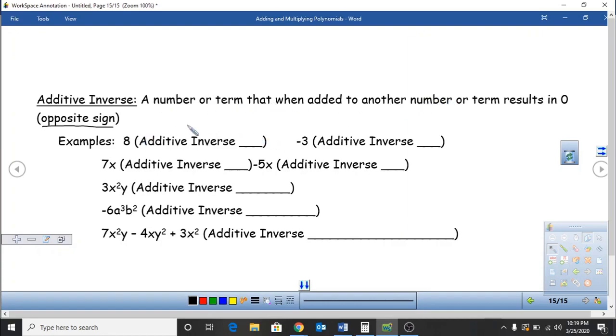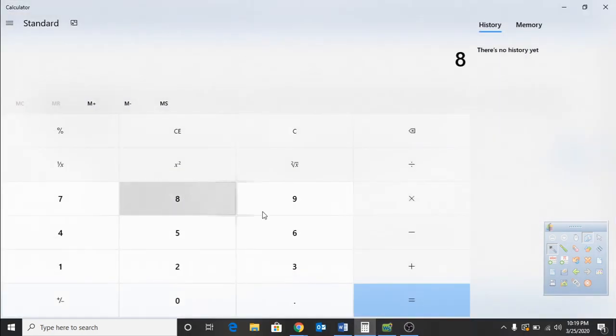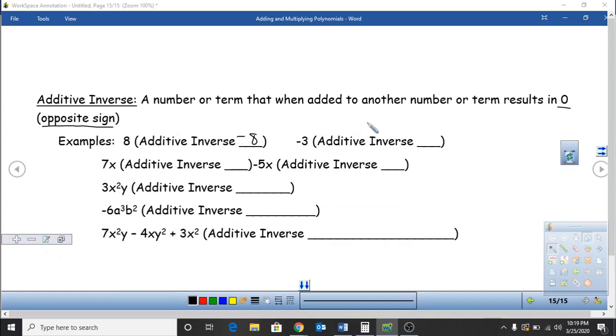Let's say they gave me the number 8, and they wanted to know, what number could I add to 8 that will give me a 0? Well, if you think about it, I have 8. In order for me to go back to 0, I have to go back 8, and when we go back, we call it subtraction. So the number that I would have to add to 8 is just negative 8. If I add 8 and negative 8, it's going to give me 0, and I can verify that with a calculator. If I take 8 and add negative 8, notice how I get 0. This shows that that is the additive inverse.